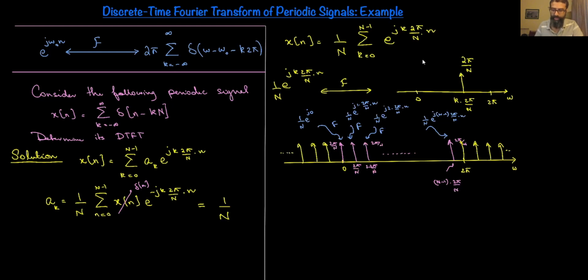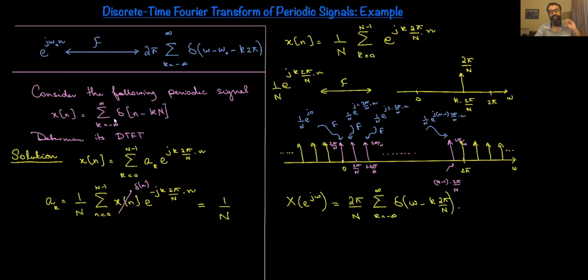So just by looking at this graph, what I can immediately conclude is that X of e raised to j omega is also a train of impulses. And mathematically, I can write that as 2 pi by N, because each impulse is of height 2 pi by N, summation k going from minus infinity to plus infinity delta of omega minus k times 2 pi by N. So that's the Fourier transform of it.